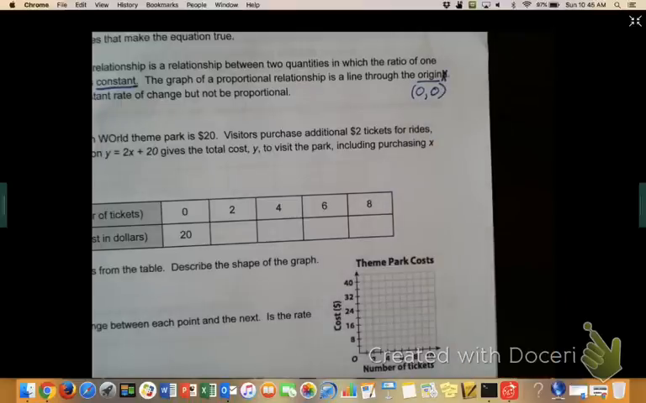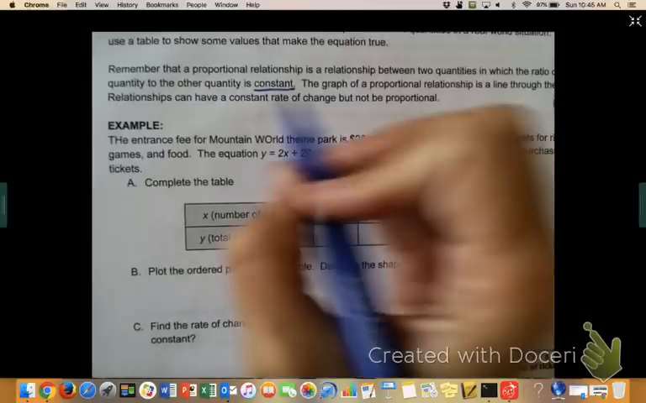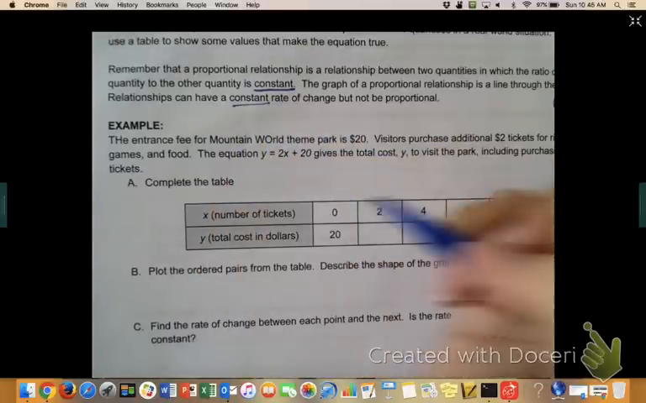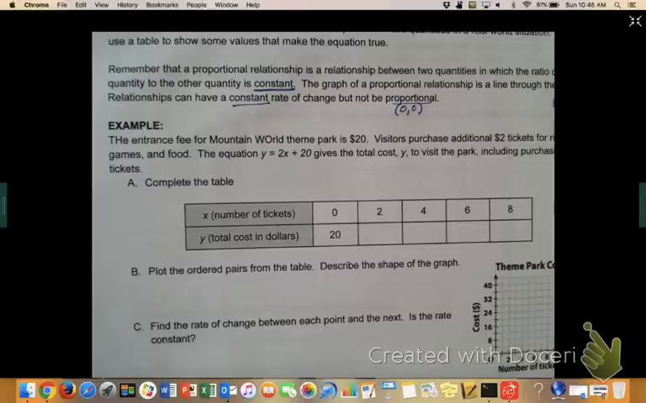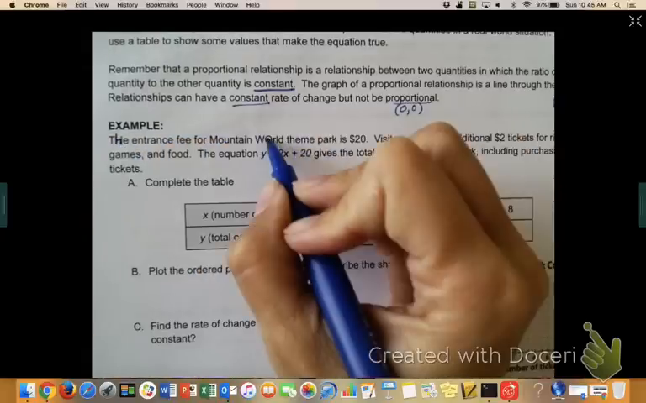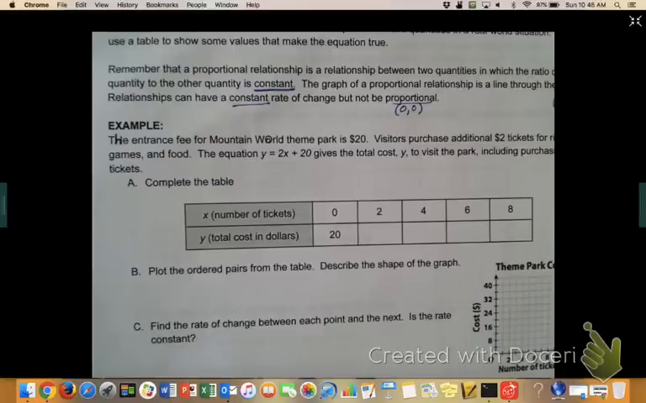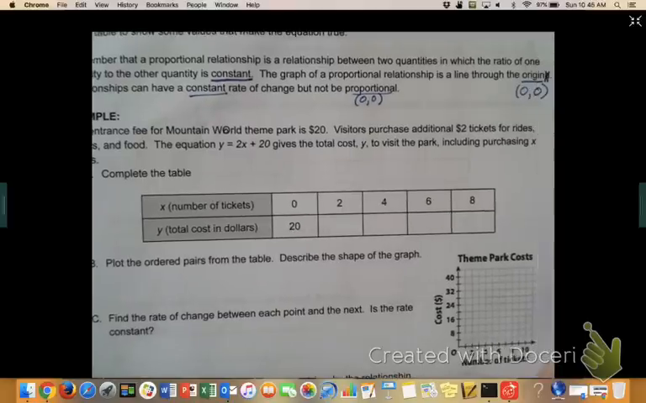Relationships can have a constant rate of change, but not be proportional. So again, it can still have a constant rate, it can still be a straight line, but not necessarily go through the origin, which is what it means to be proportional. Let's look at this example. The entrance fee for Mountain World, you like the extra capital H there and the large O there, that's okay. The entrance fee for Mountain World theme park is $20. Visitors purchase additional $2 tickets for rides, games, and food.